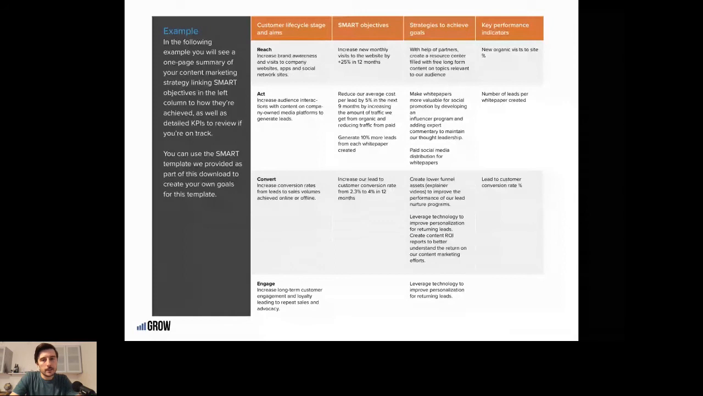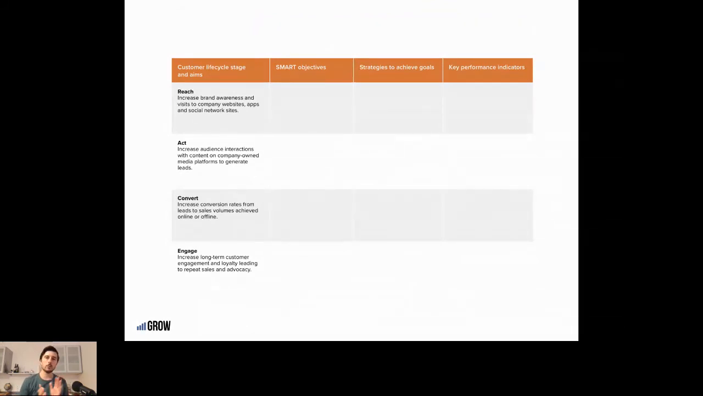Again, you'll get to look into that in detail. Ask me any questions anytime. For those of you who don't want to dive too deep into that, I don't want to bore you, so I'll jump through this rather quickly. Here is the plan for Reach, Act, Convert, and Engage.